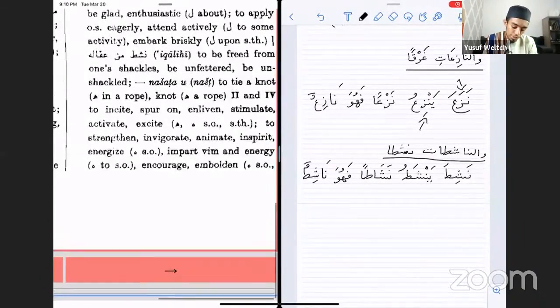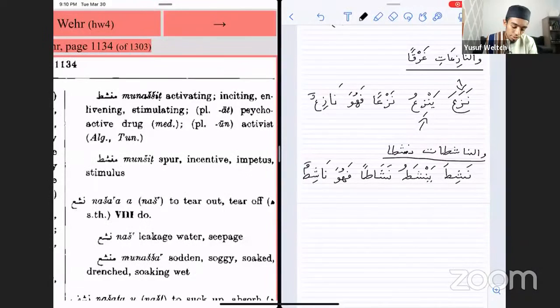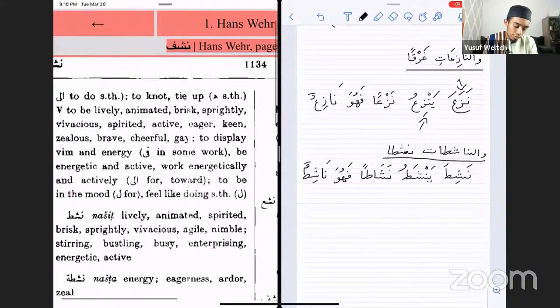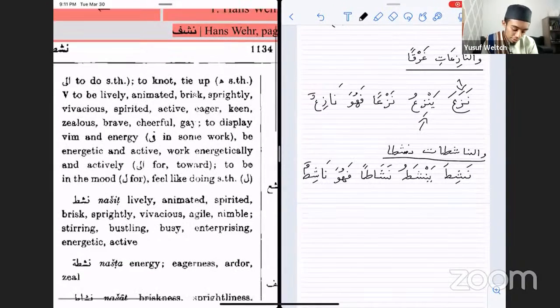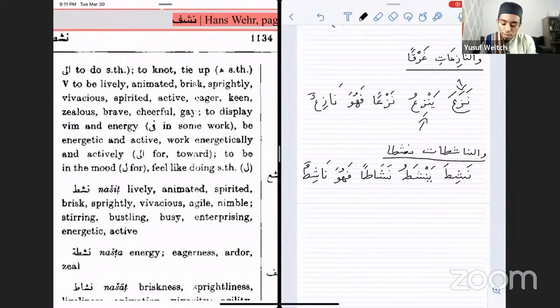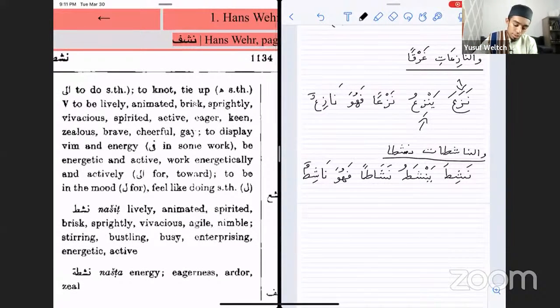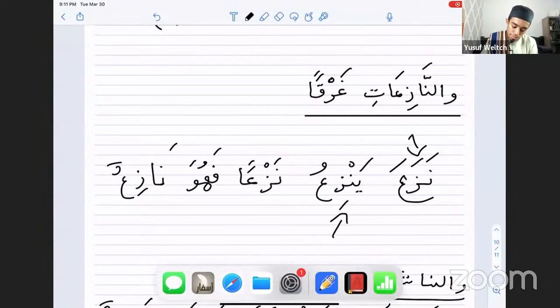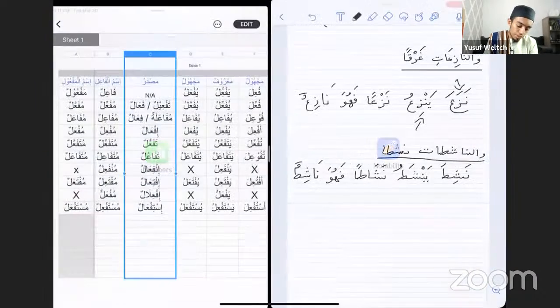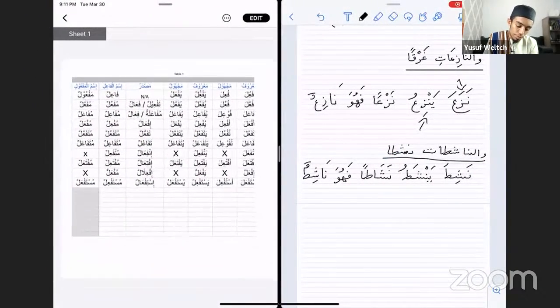And you'll probably see on the next page that there is even a form 5, tanashata, which means to become lively. So it's intrinsic. Are there any questions? We kind of jumped around between a few different things at once, the main and most important of them being this chart.